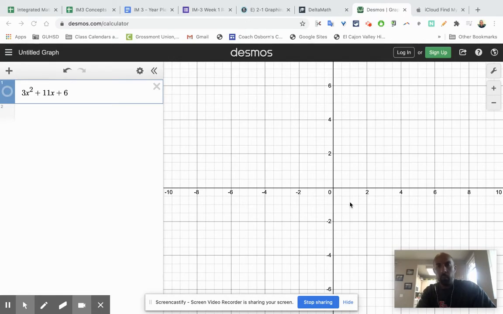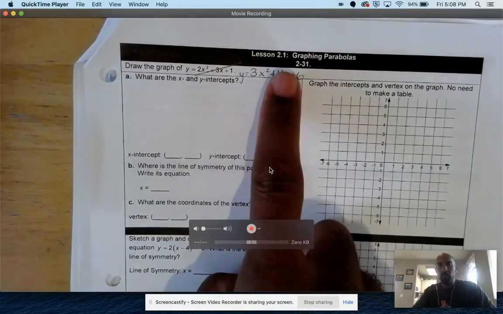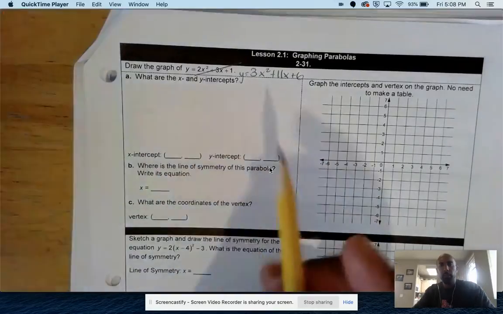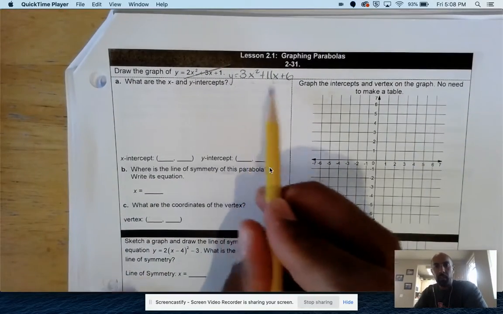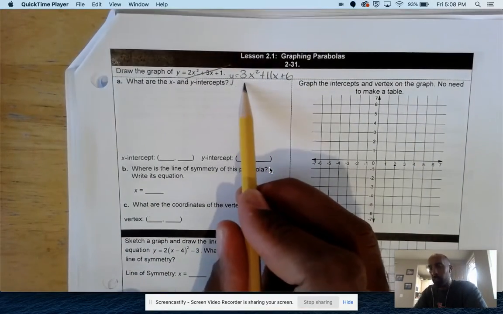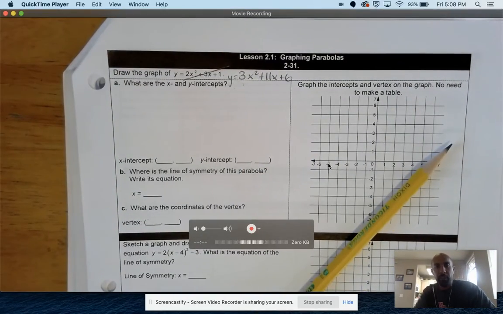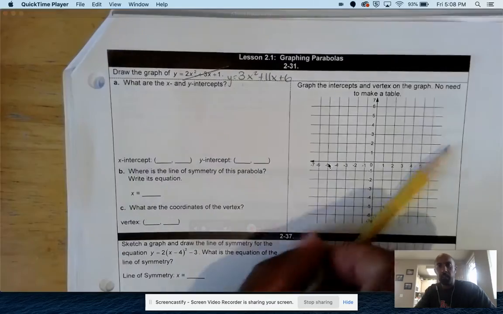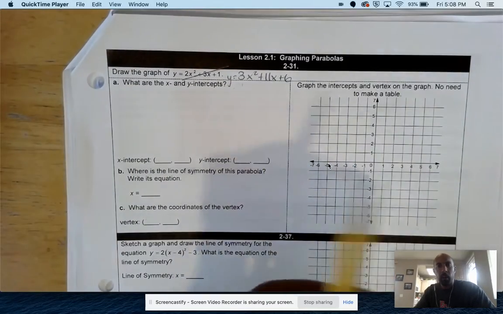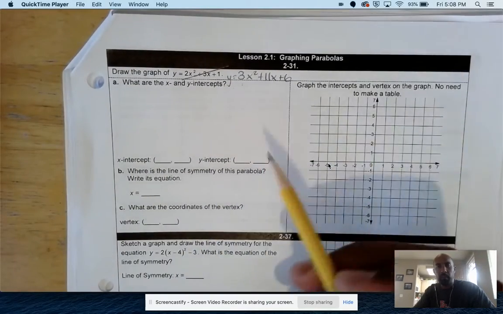All right, guys, so I'm going to go over your packet for lesson 2.1. Just again, when you're dealing with these graphs in standard form, we're going to be using Desmos for a lot of this. There are some key features that are pretty easy to find just by looking at the equation itself, so we'll do that and use Desmos at the same time.